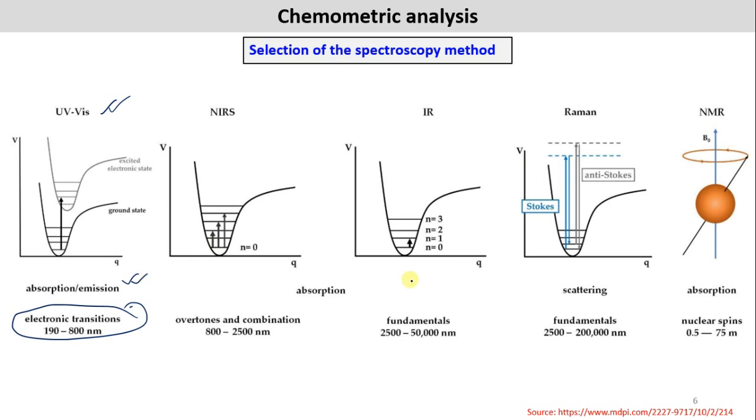Then in the absorption spectroscopy, we basically have two types of spectroscopic techniques which are regarded as the NIRS, that means near infrared spectroscopy, and IR spectroscopy. Over here we have the vibrational and the rotational modes of energy transition. Okay.